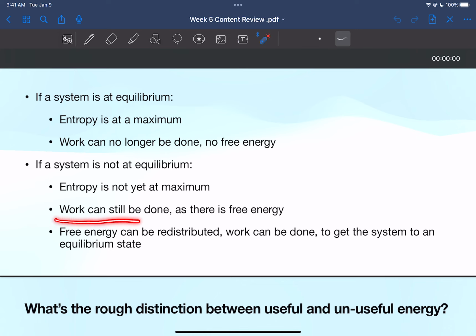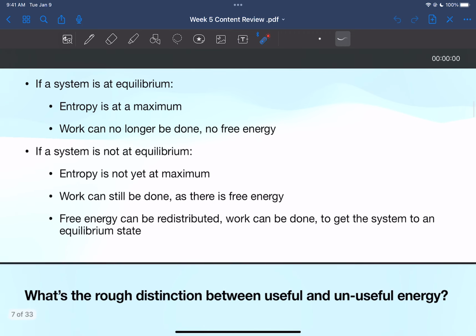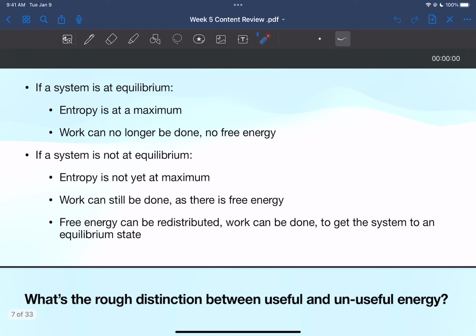Work can still be done at that point if you're not at equilibrium, because there is free energy. There is useful energy there to be used for work, right? So that free energy can be redistributed, and work can be done to get that system to the equilibrium state. As long as we're not in the equilibrium state, we have free energy to do work, and that work can be done to get us to that maximum state of entropy, to get us to that equilibrium state, which is what we want. And like we said, the universe tries to achieve this point, and that's why we say the entropy of the universe is going to be increasing, right?